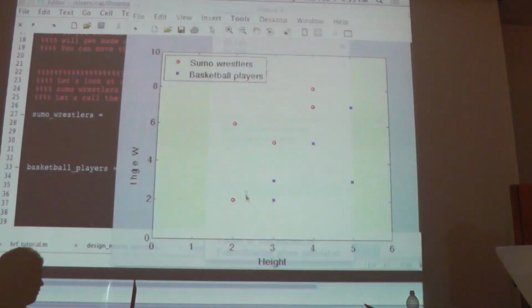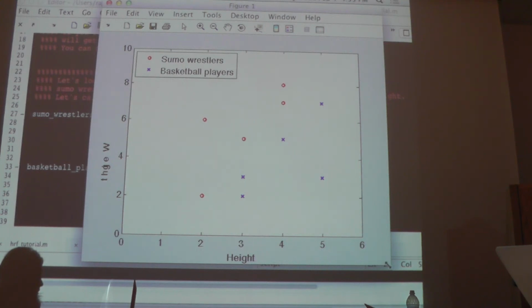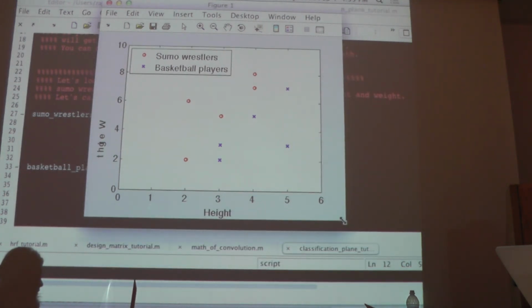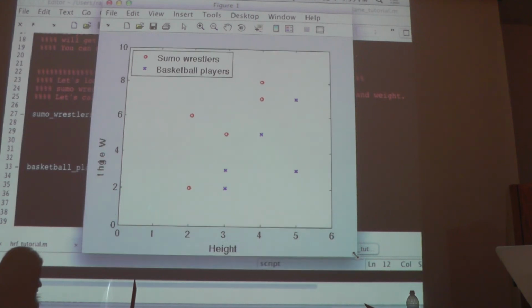This is basically the same plot as we showed last time, but now I've put actual numbers in it. So this is height and this is weight. Basketball players are tall and thin. Sumo wrestlers are less tall and heavy. And you can see that if you were to eyeball where to draw a boundary line between these two groups, it would go like this.